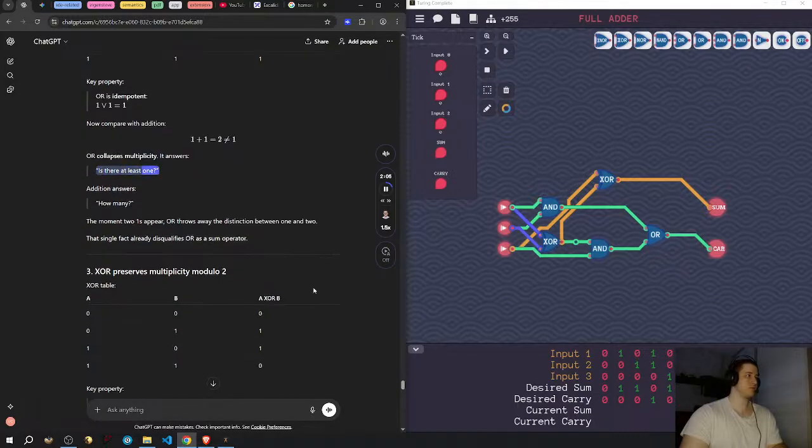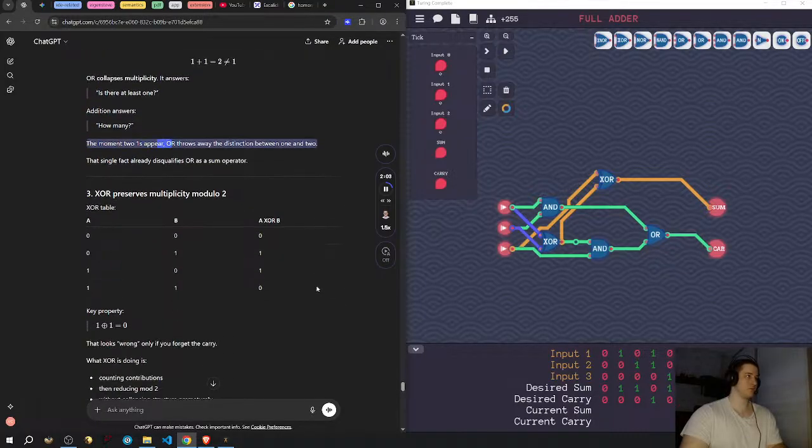It answers: is there at least one? Addition answers: how many? The moment two 1s appear, OR throws away the distinction between 1 and 2. That single fact already disqualifies OR as a sum operator.